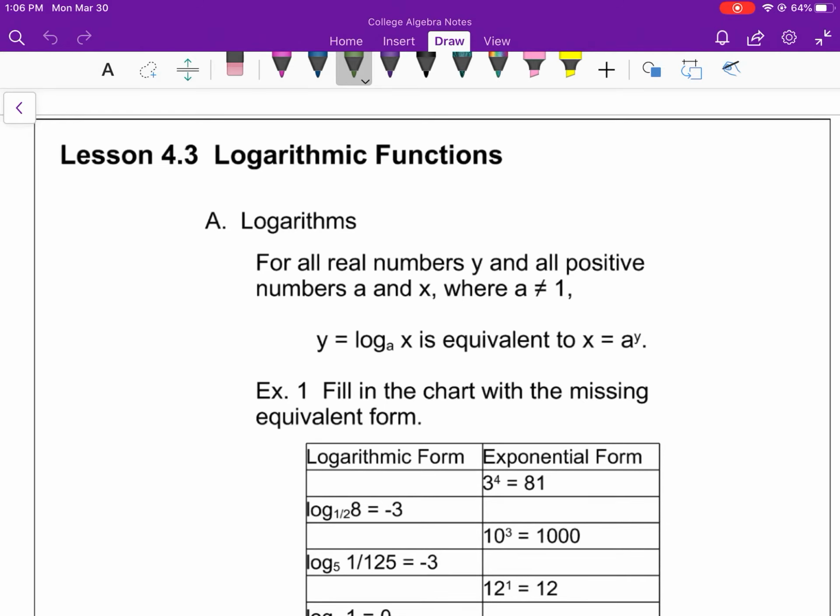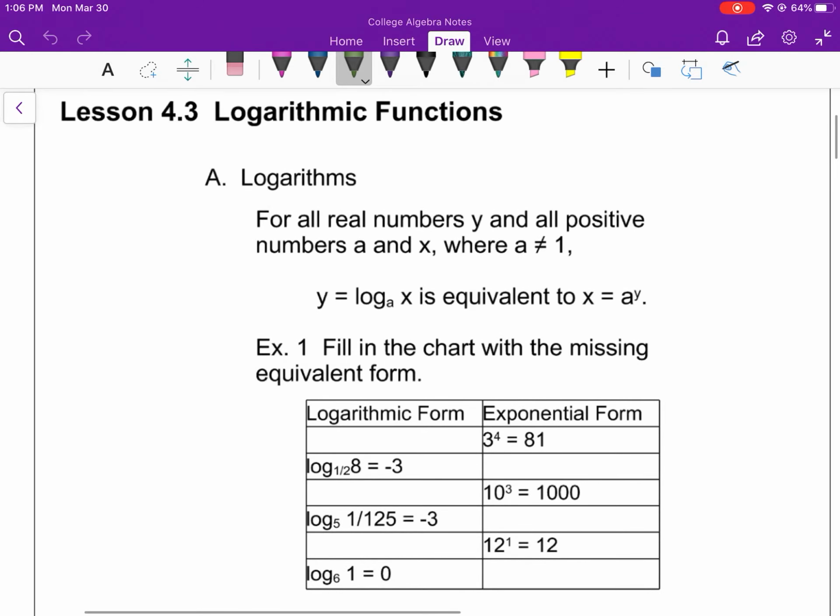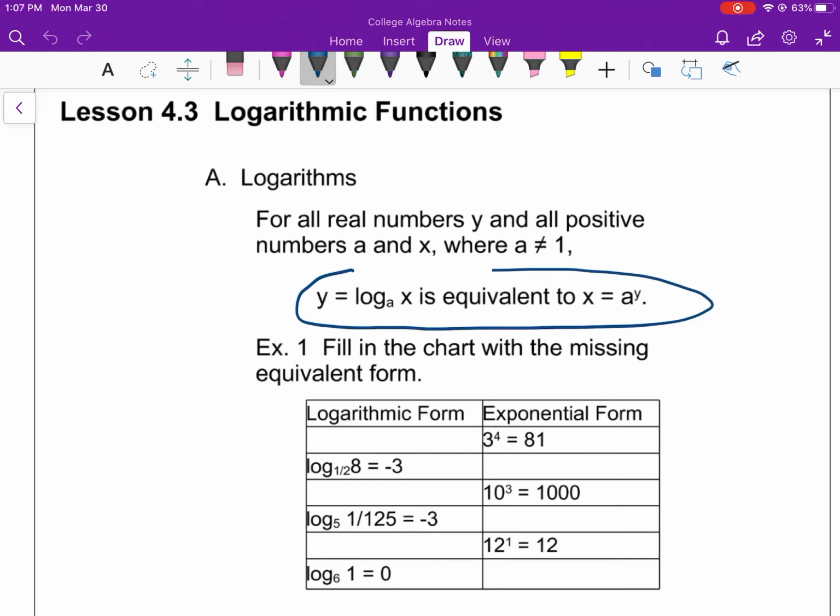Okay, so in part A, we're just going to use this definition of a logarithm. A here is considered your base, and it corresponds with the A over here, that's the base of the exponential. X is called the argument, and that happens to be the X right there. Y, in this form on the left, is the exponent over here on the right.